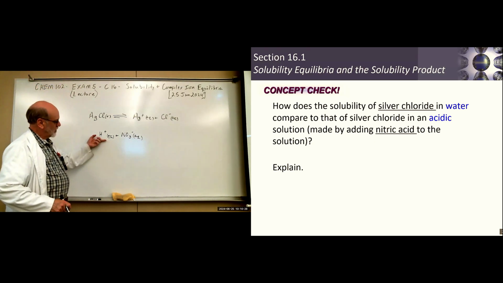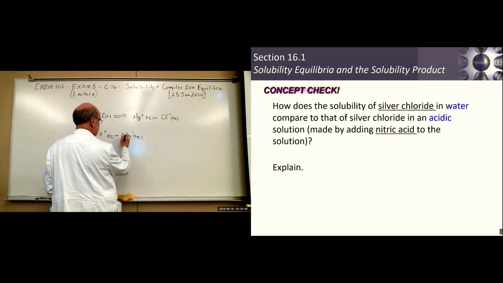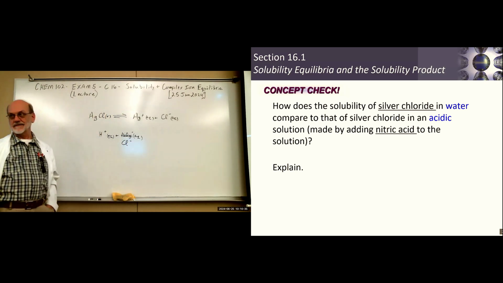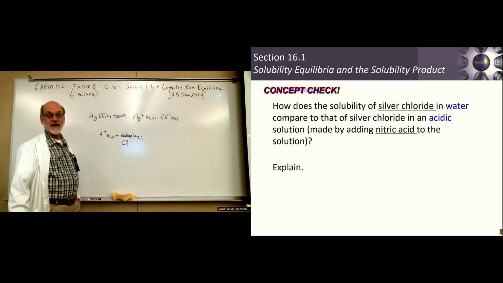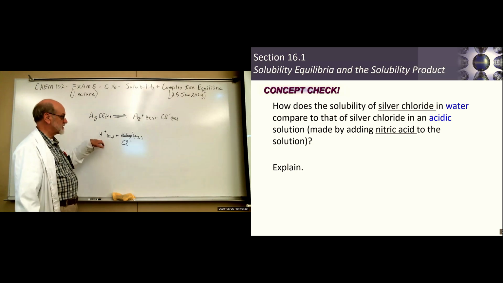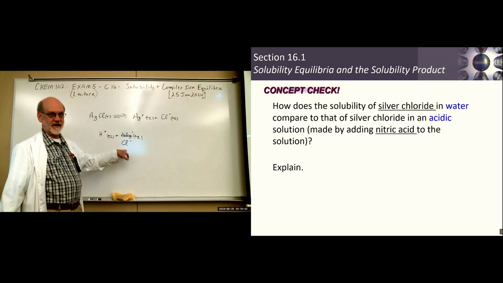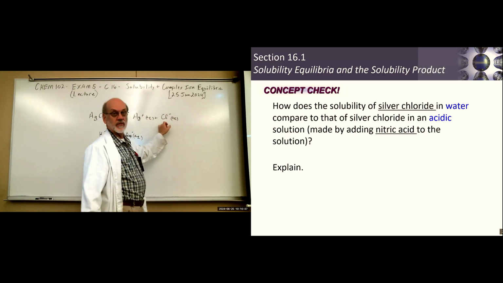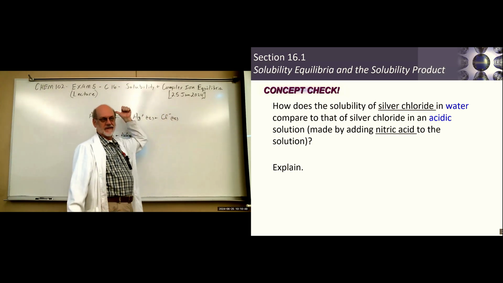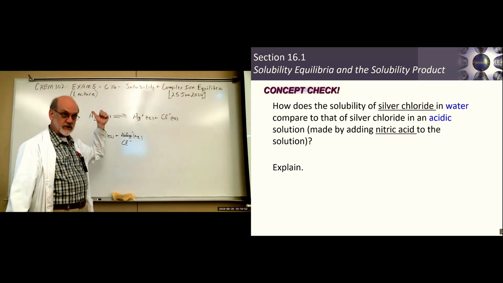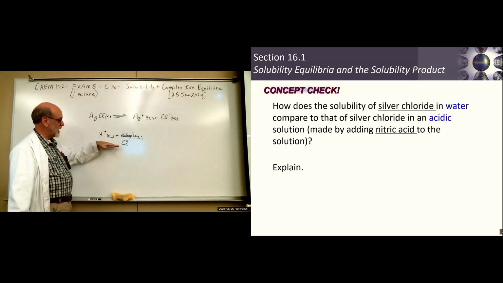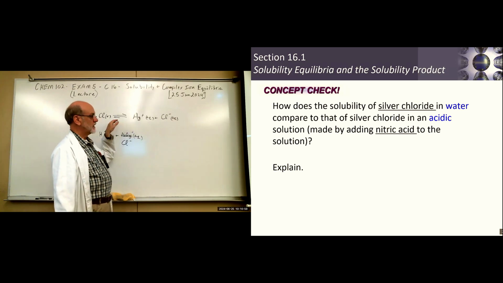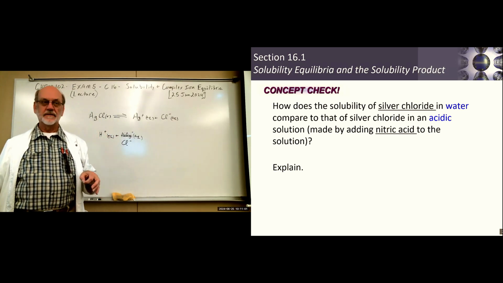Now, what if instead of nitric acid, we used hydrochloric acid? Now you've got a common ion. The hydrogen isn't the culprit, the chloride ions. If you add chloride ion here, you're adding more here. That shifts the equilibrium which way? That way. So it will reduce the solubility. If you add hydrochloric acid instead of nitric acid, you will shift the equilibrium to reduce its solubility.